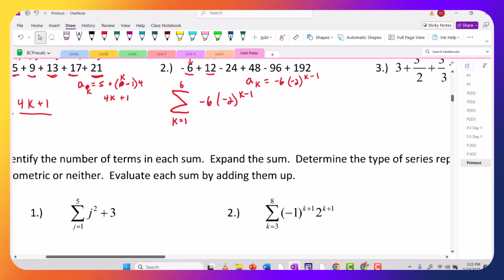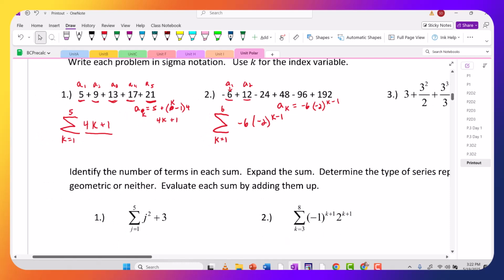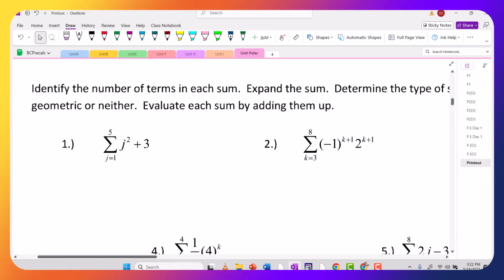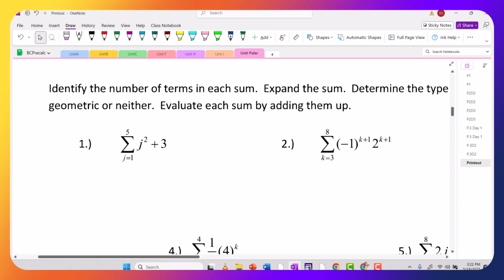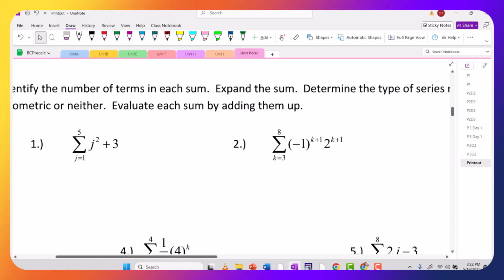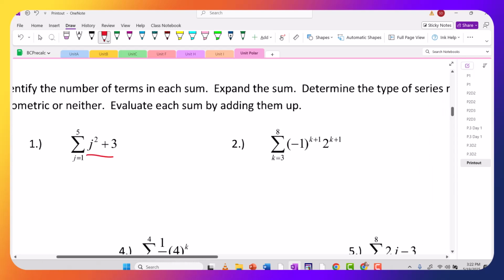All right, I said I wasn't going to do all these. Look at the key for 3. I don't want to go crazy with this. Expand the sum, determine the type of series, representative, arithmetic, geometric, or neither. I'll just tell you right now that's neither. This is an oscillating one. Ooh, that's interesting. I wonder why they just didn't put -2 raised. I believe this is the same as if it was just -2 raised to the k plus 1.